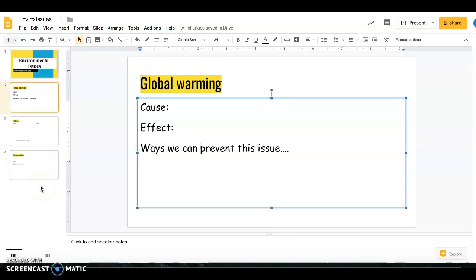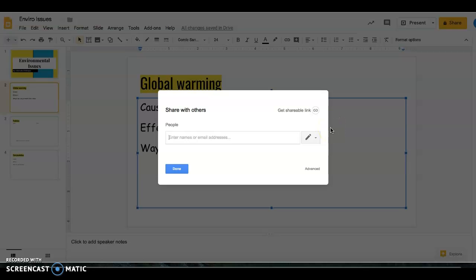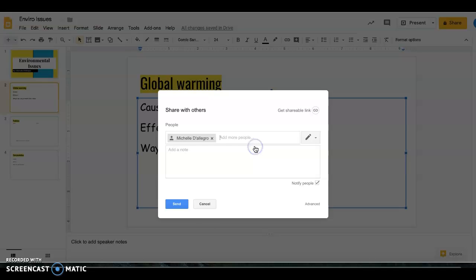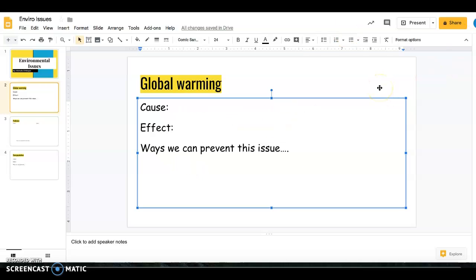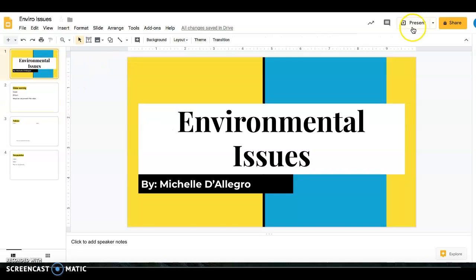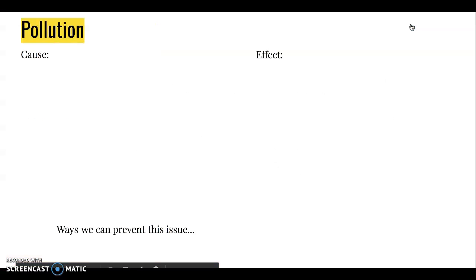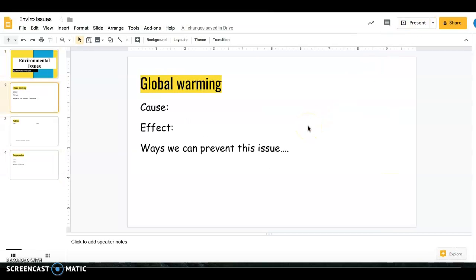When you are done with your Google slide, make sure you share it with all your group members. So you hit share, enter their name. So I'm just going to enter my email just for show, and then send to the person. Then when you're ready to present your slide, you hit present, and it comes up big like this, just like that.